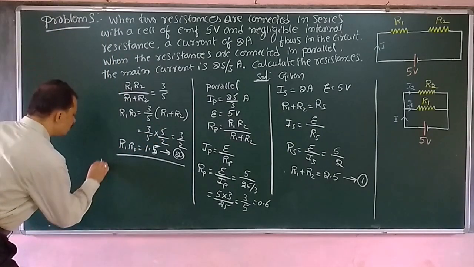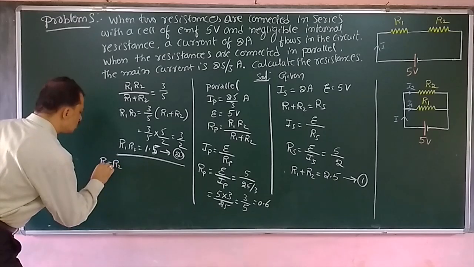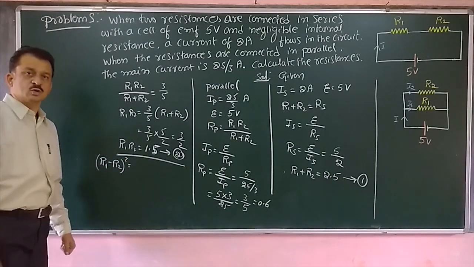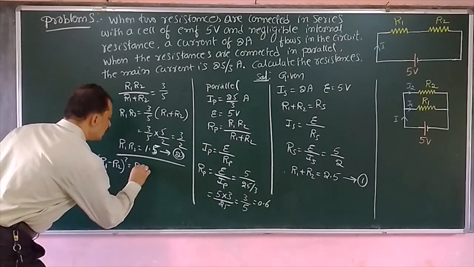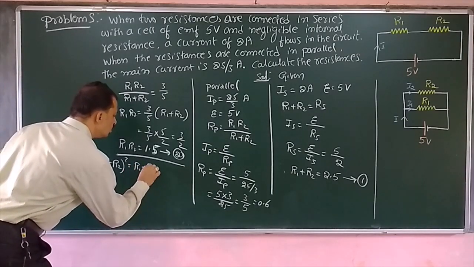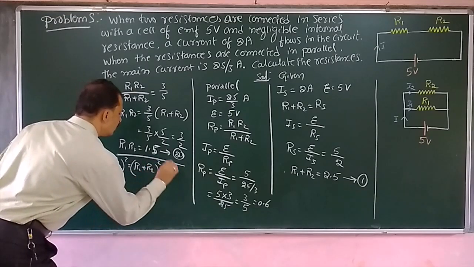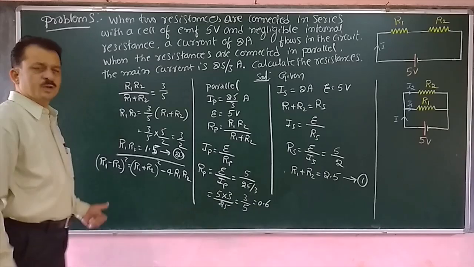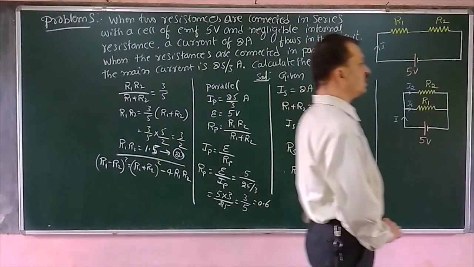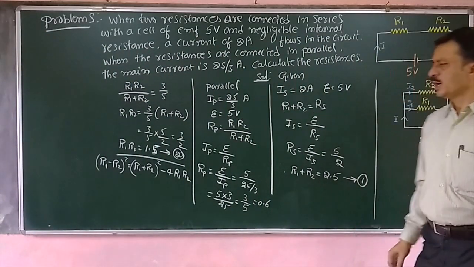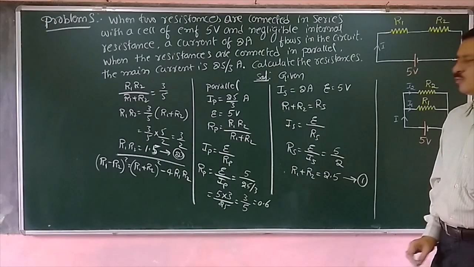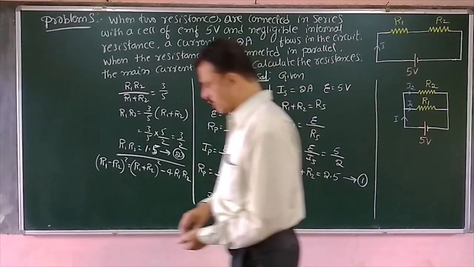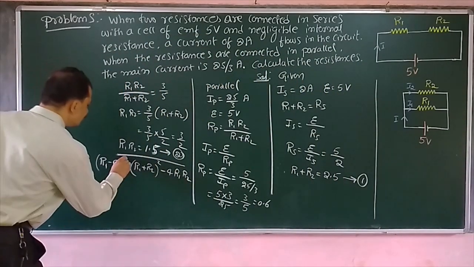Now we are familiar with R1 minus R2 whole square. R1 minus R2 whole square can be written as R1 plus R2 whole square minus 4 times R1 R2. So R1 minus R2 whole square is equal to R1 plus R2 whole square minus 4 into R1 R2. Okay, so let us put in our relation and simplify.